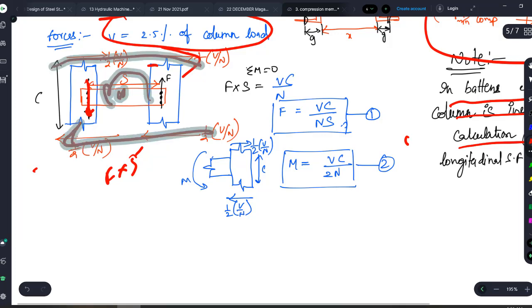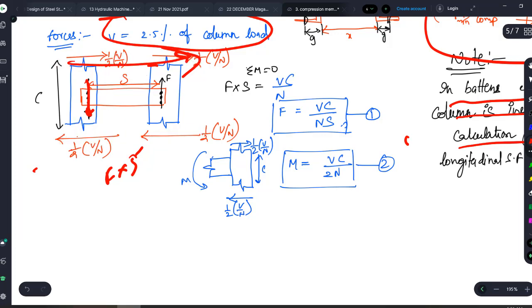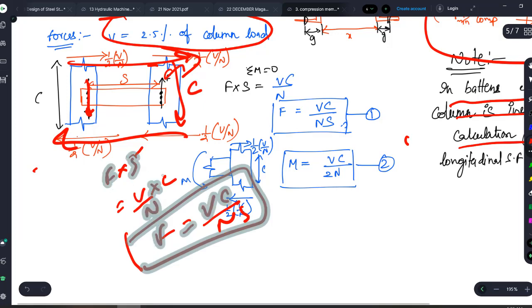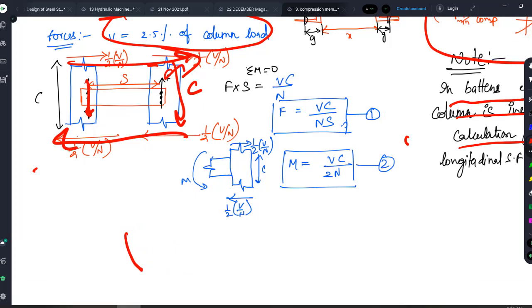Very simple, it is also like a couple, upward V by N, downward V by N, at a distance of C. So you can write V by N into C. So your F is nothing but Vc by Ns. Okay, quite simple, easy to derive, but better to remember as a formula directly. Force is Vc by Ns, but even if you forget, you can derive it within a couple of seconds, not a problem.